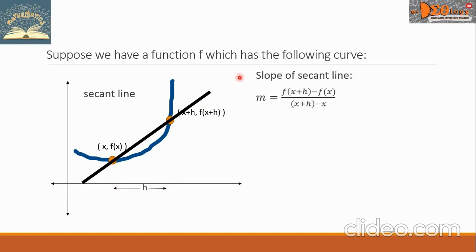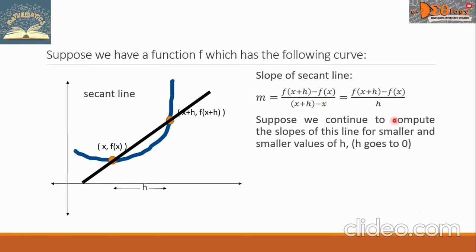With respect to slope of secant line, we will write m equals f of x plus h minus f of x all over x plus h minus x. We can see here that our denominator can be simplified into h. So we write it like this.